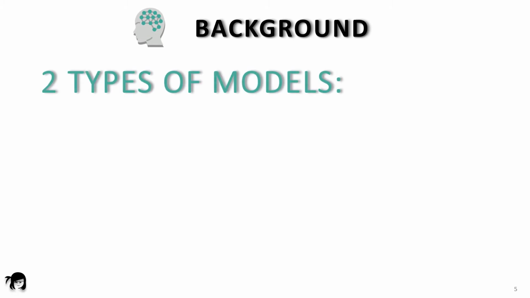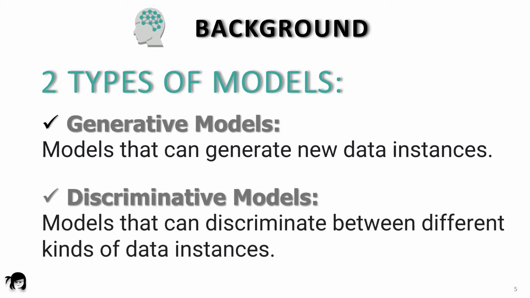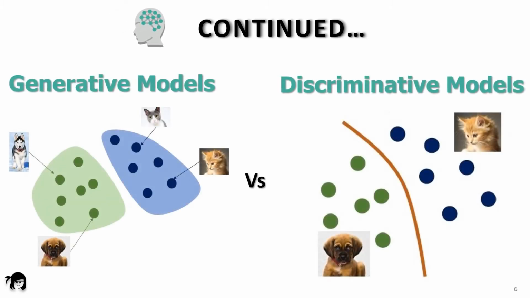Let us understand the models first to get into the background of GAN. There are usually two kinds of models: generative models that can generate new data instances, and discriminative models that can discriminate between different kinds of data instances. The generative models generate new outputs based on their trained data, and discriminative models distinguish based on labeled data and their categories. While generative models capture the joint probability, discriminative models capture conditional probability.